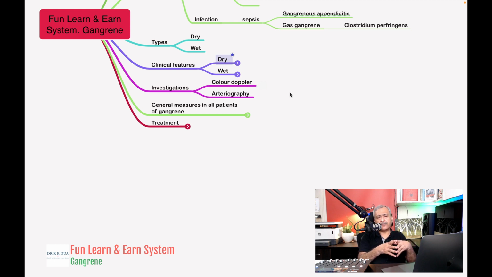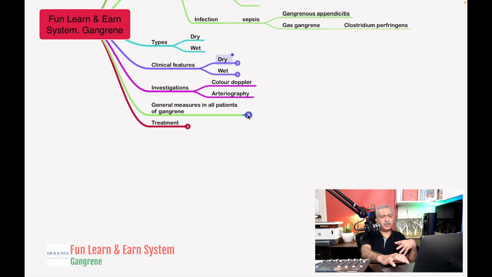So arteriography generally we do mainly when we have to perform some vascular bypass surgery. Otherwise the role of arteriography is not of much use. We can use arteriography by the conventional method. We can also do CT arteriography and MR angiography.